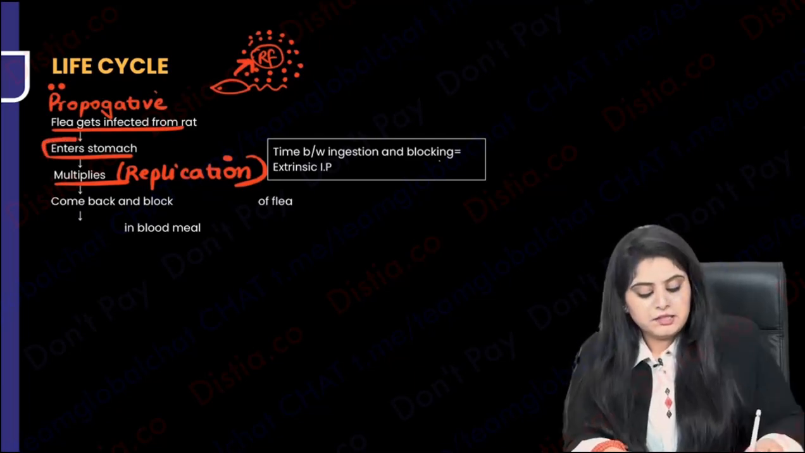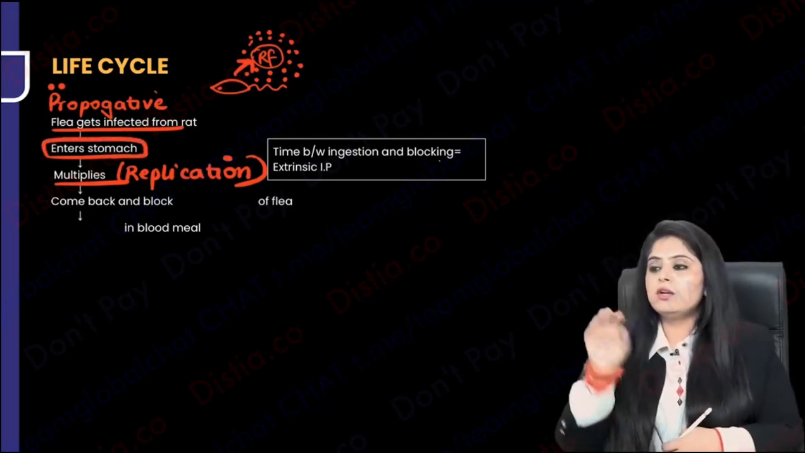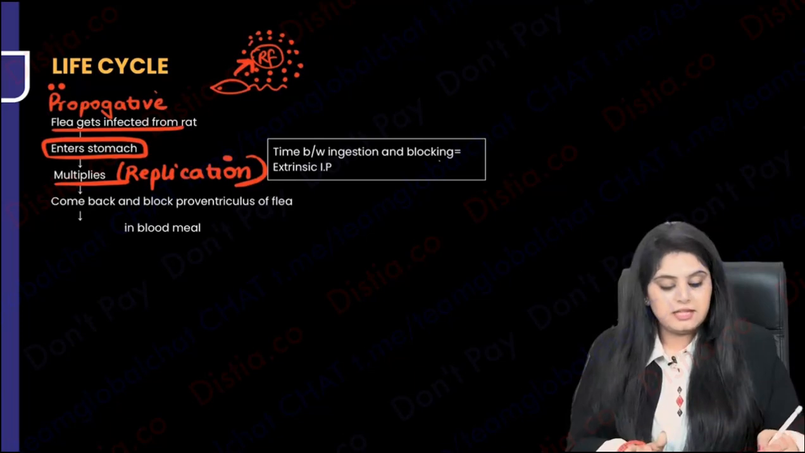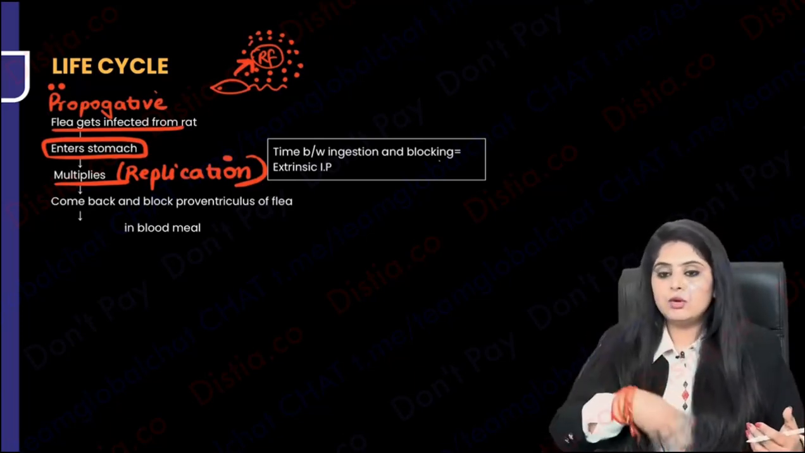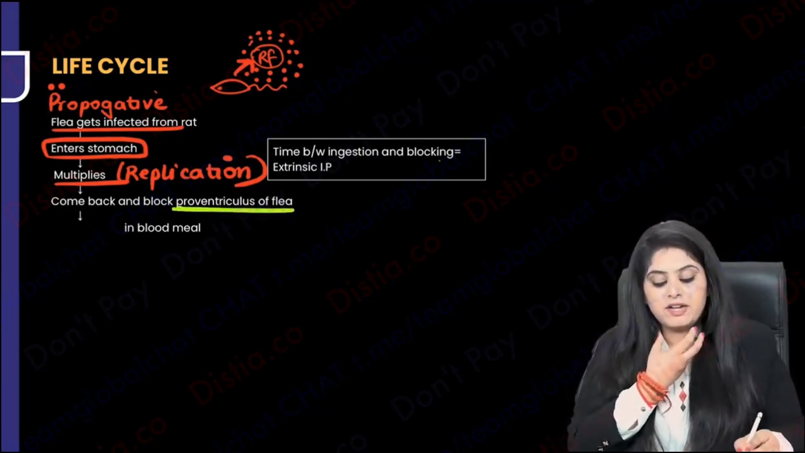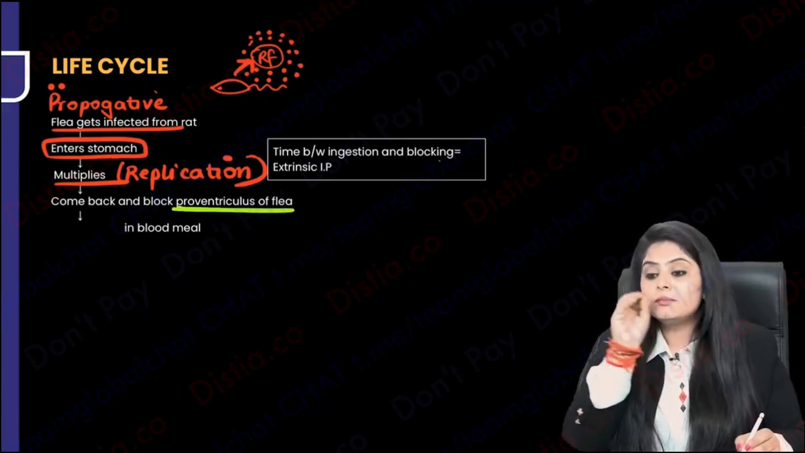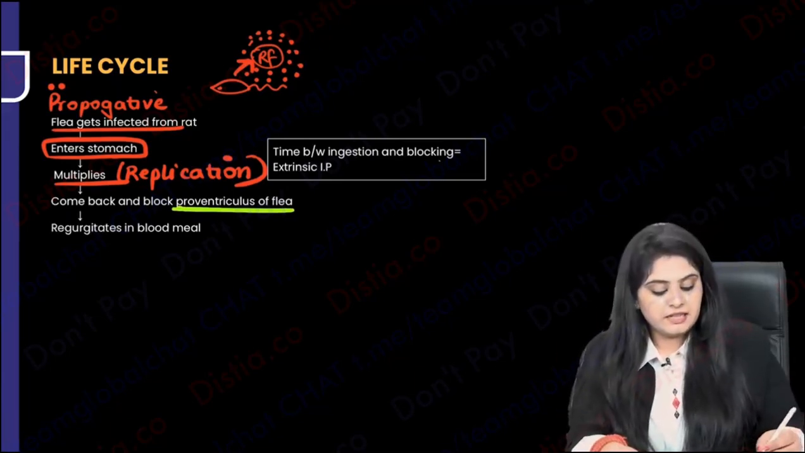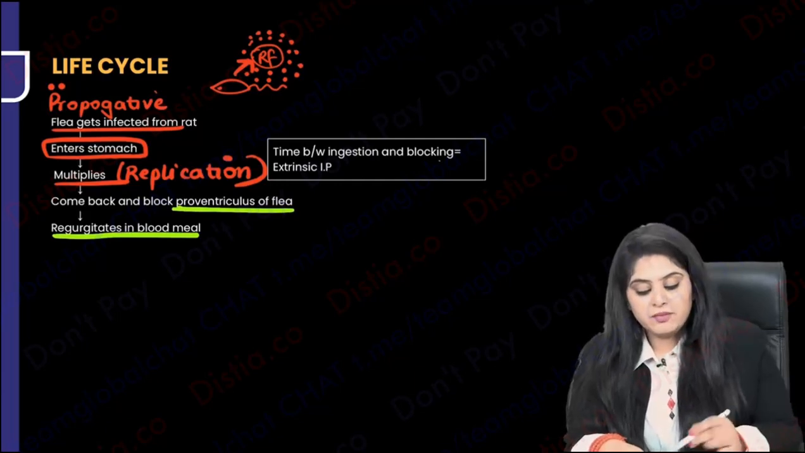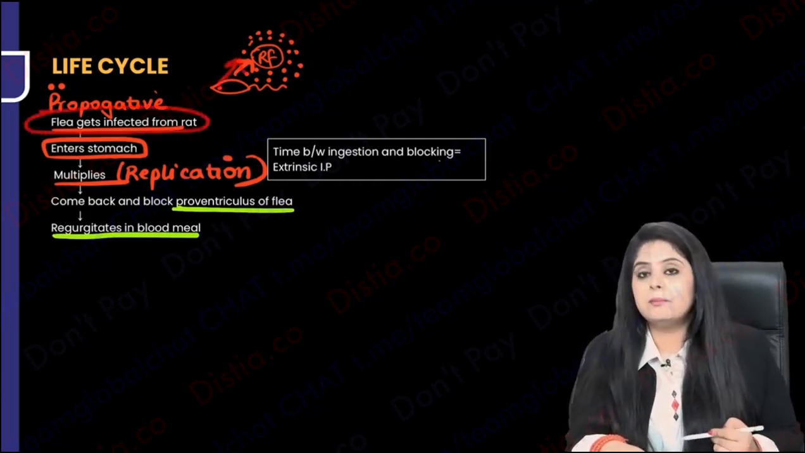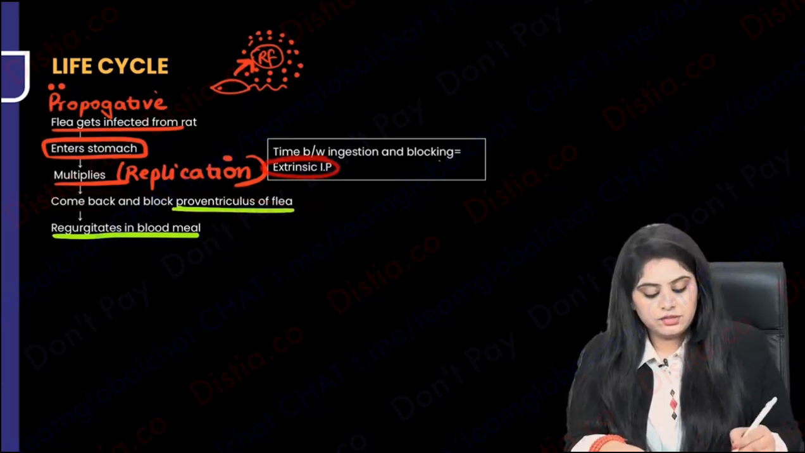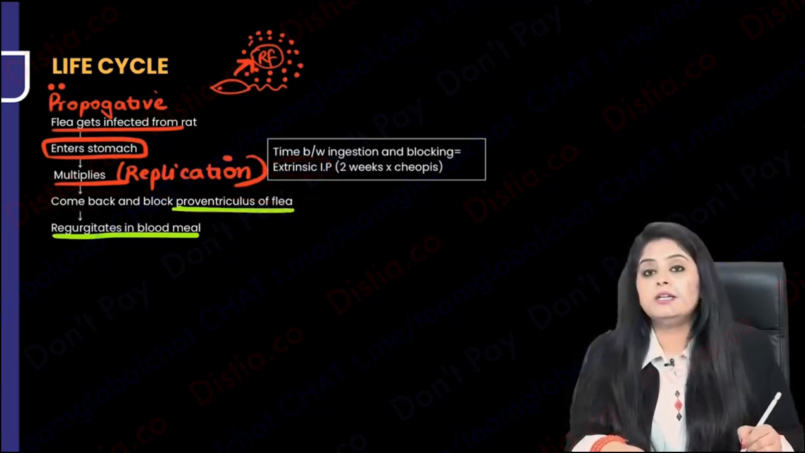Now this was happening in the stomach. From the stomach, you can't go and infect someone. So it will come back and block the proventriculus area. Let me become a flea for the time being. For the time being, all these organisms are multiplying in my stomach, and after some time they come back and block the proventriculus of the flea, so that the next time it bites, it is going to regurgitate everything into the blood meal. So from the time it took the infection from the rat to the time the proventriculus is blocked, that is the extrinsic incubation period, which is approximately 2 weeks.